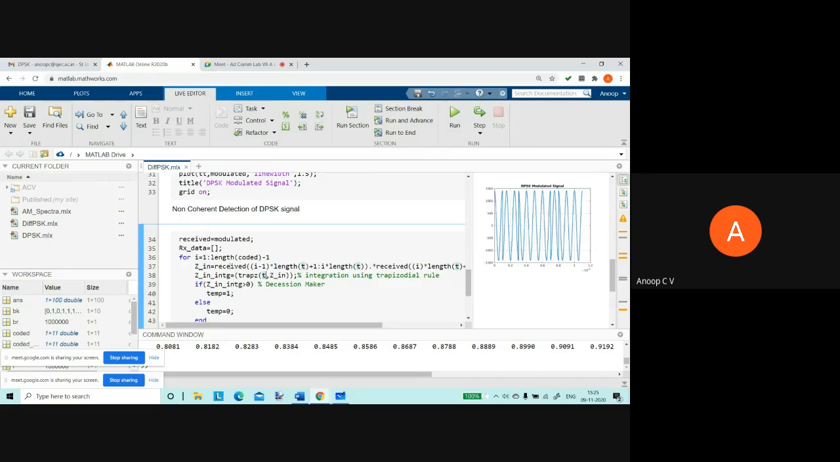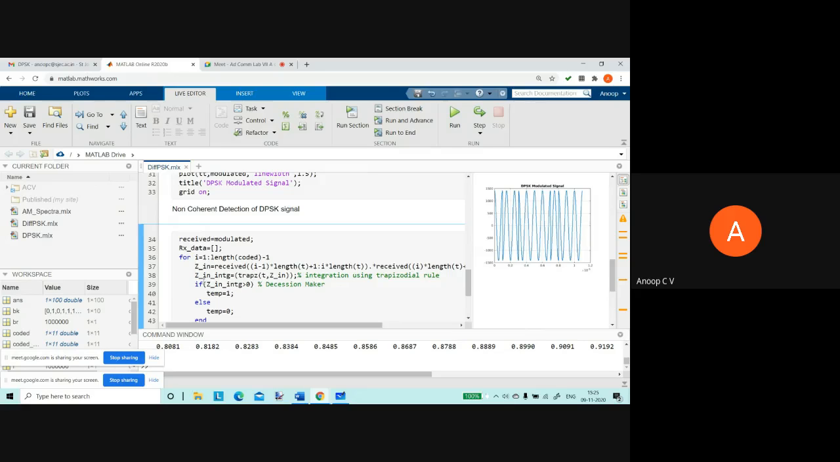We are doing it actually what? Bit by bit or symbol by symbol, right? So this t should be the time base for 1 symbol duration and Z in is the resultant of multiplication of 2 symbols. So we are integrating it. The result will be there in Z in integral.